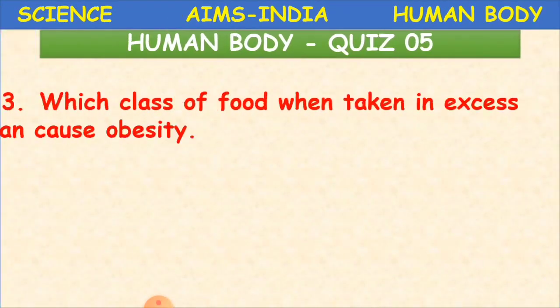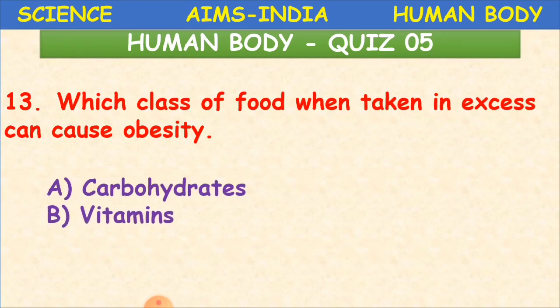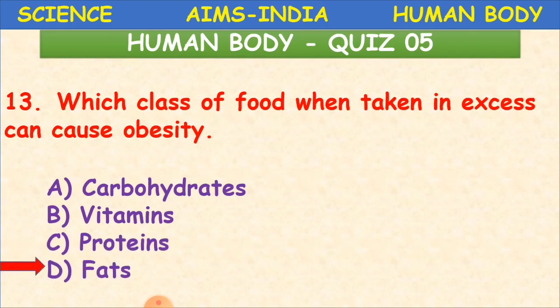Okay? The next question, which class of food when taken in excess can cause obesity? So which type of food when taken in excess, more than needed, causes obesity? Which is that? Carbohydrates, vitamins, proteins and fats. So what is that, children? Fats. So obesity is nothing but fat, no? Becoming more fat than the usual weight, than the required weight. We call it obesity. In the sense, fats are also very important to our body, but we should not take them in excess quantity. Then you will get obesity.